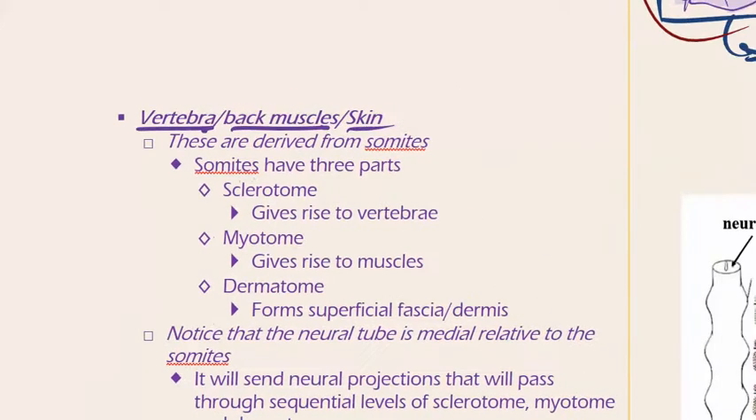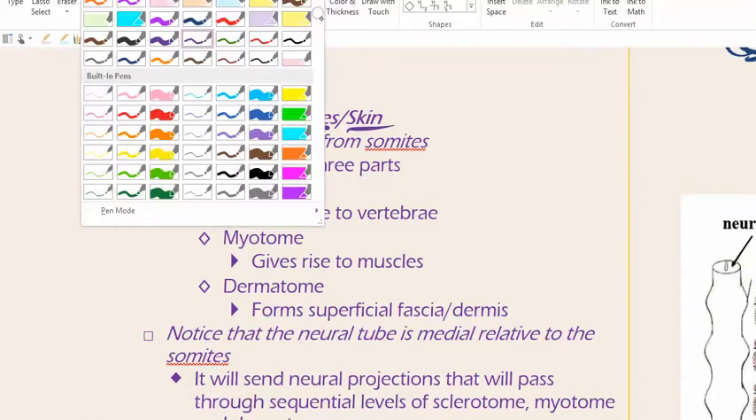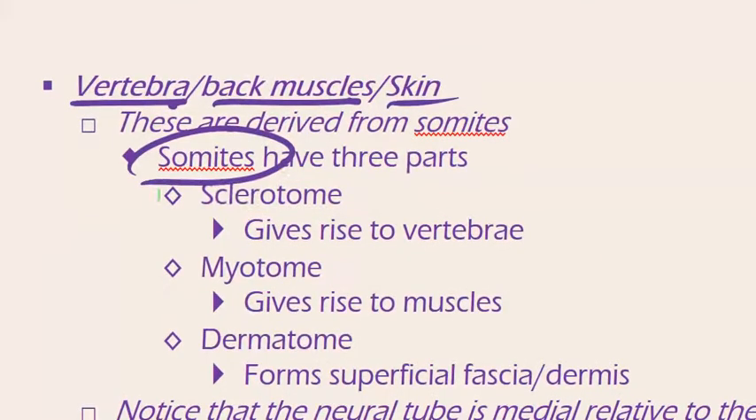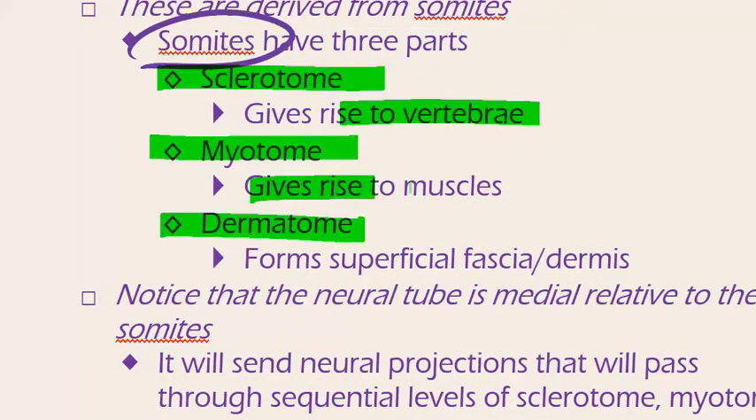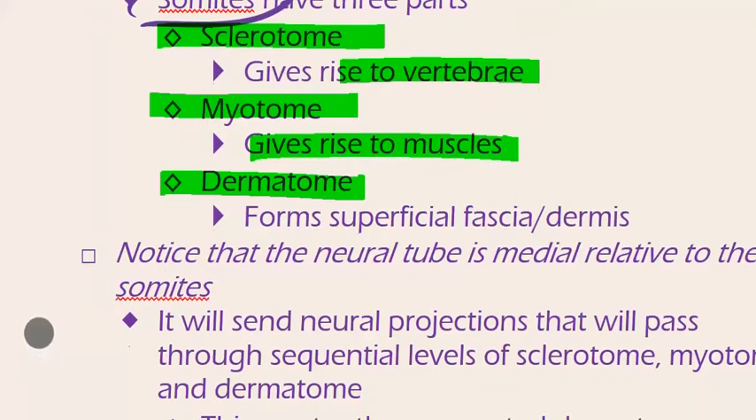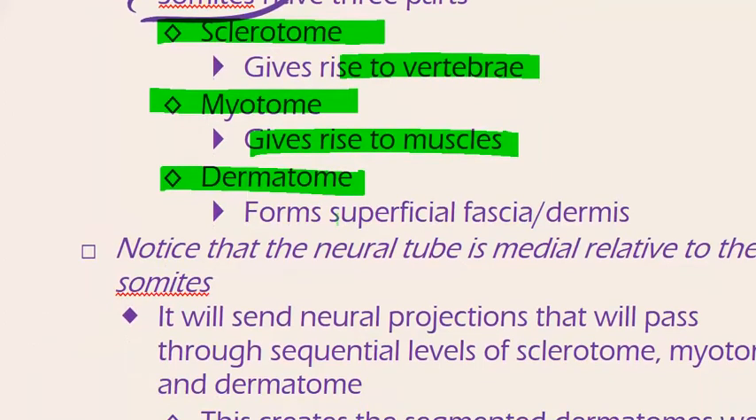So when we consider the somites again, we can divide it up into what? The sclerotome, the myotome, and the dermatome. Sclerotome is giving rise to the vertebral column, which houses what? Your spinal cord, right? The myotome is giving rise to the muscles, let's be a little more specific, like your back muscles. The dermatome is giving rise to your superficial fascia and your dermis, right?